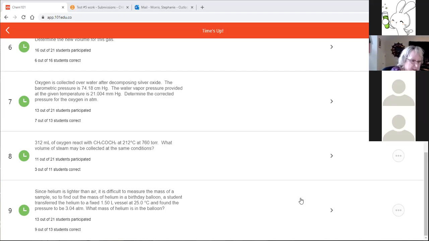So I'm going to just write the formula and I'm going to write the numbers. Okay, pressure was 3.04. Volume was 1.50. R we know. Oh, this is another thing that I was amazed at. Some of you were using a different R. I didn't teach you the 8.314. Okay, n equals.